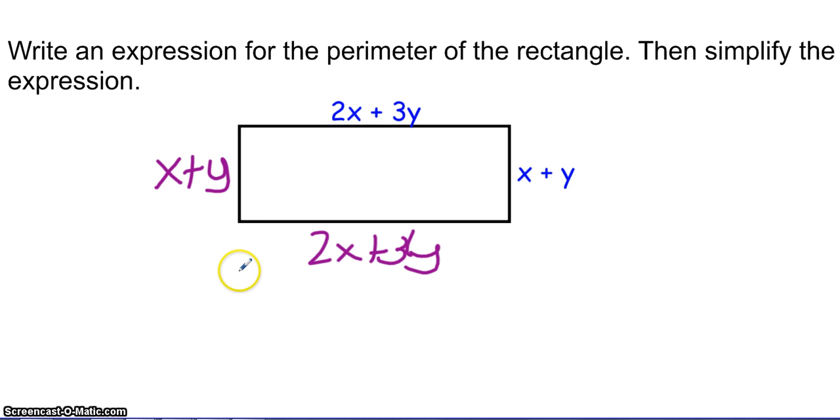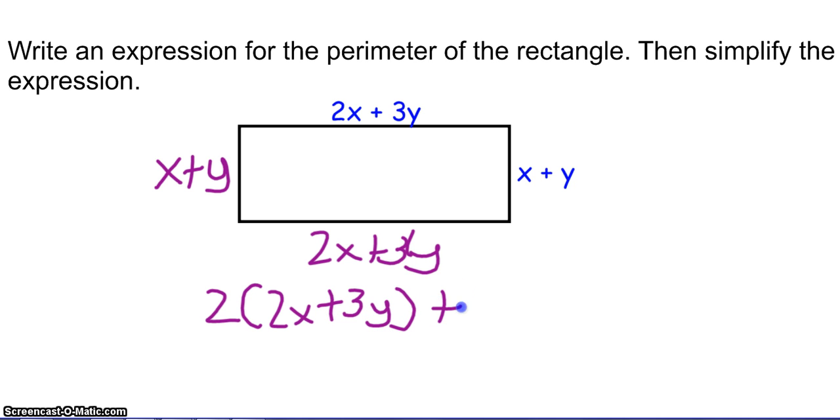So instead we can just say, since we're adding the same thing twice, it would be 2 times 2x plus 3y, and then we're going to add, again, the sides. Both the left and the right side are the same, and we would be adding the same thing twice, so it would be 2 times, because twice is another word meaning multiplication, it would be 2 times the sum of x plus y. Okay?